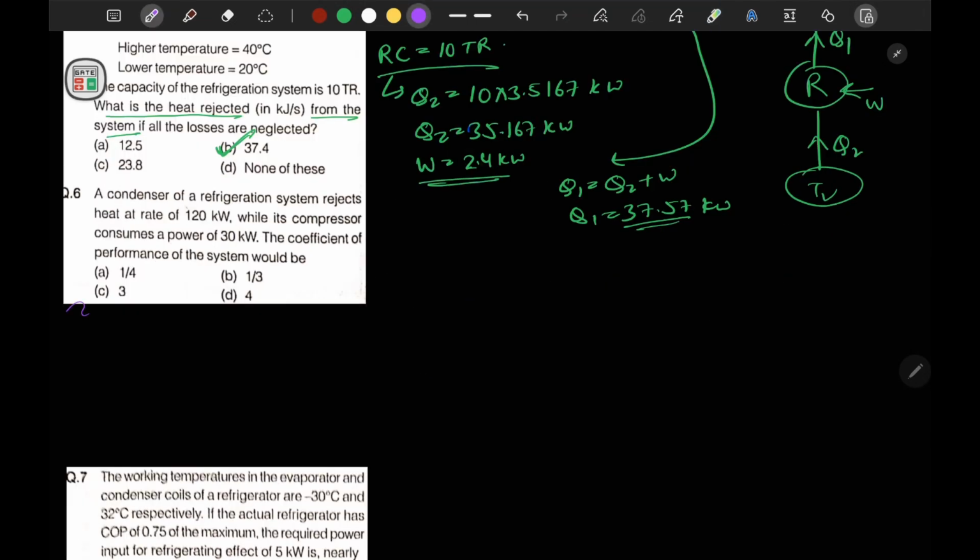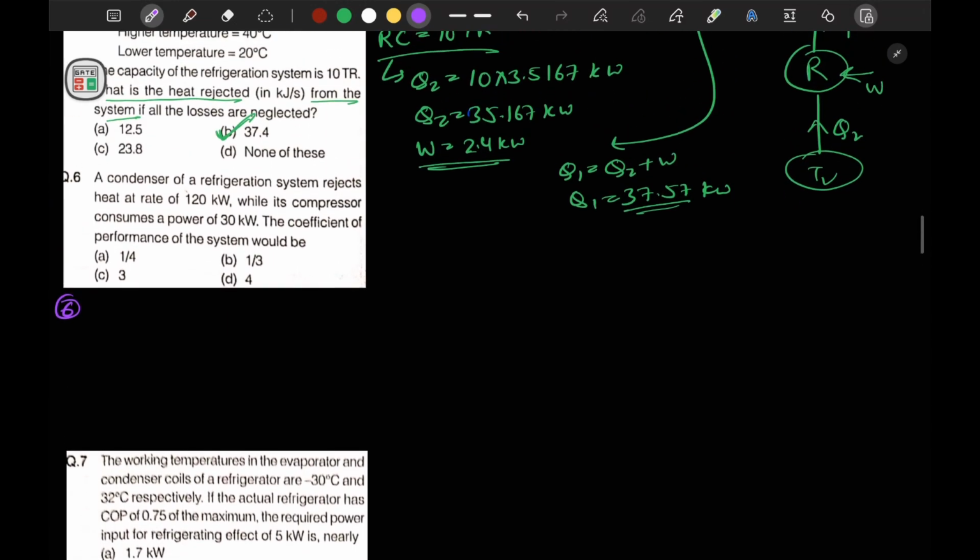Now if we see question number 6, it is mentioned that a condenser of a refrigeration system rejects heat at the rate of 120 kilowatt while its compressor consumes the power of 30 kilowatt. The coefficient of performance of the system would be. Okay, so it is given. Let me solve it here.